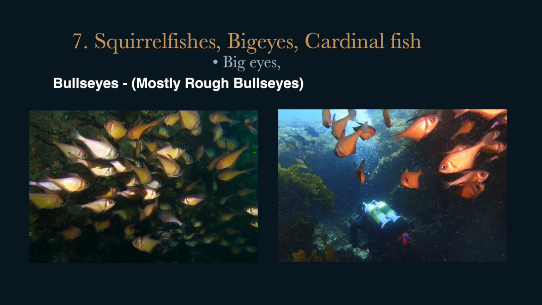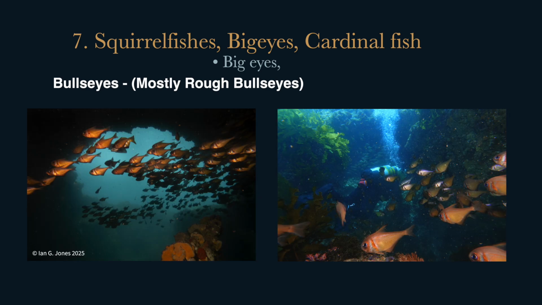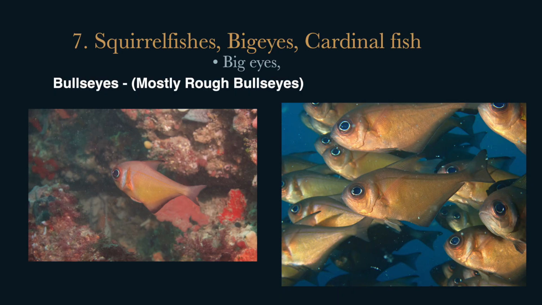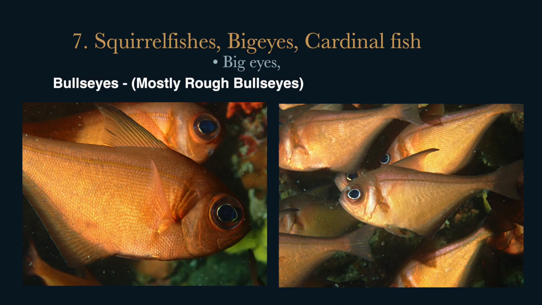Bullseyes are often a good indication that there's a cave nearby, sometimes big enough for divers. They live in reefs and caves in the temperate and subtropical zones. There are two main species, rough and big-scale bullseyes.